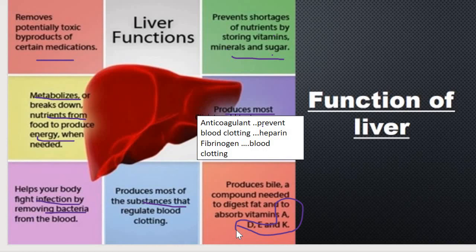And actually, by the breakdown of RBC, RBC ke tootne se hi, they produce bile juice. How do they produce bile juice? With the help of decomposition of RBC. Actually, when RBC decompose, they produce two pigments, bilirubin and biliverdin. And these, after further processing, produce bile juice. And at last, they help in removal of toxic metabolites, or they help in detoxifying the toxic metabolites if something enters your body.